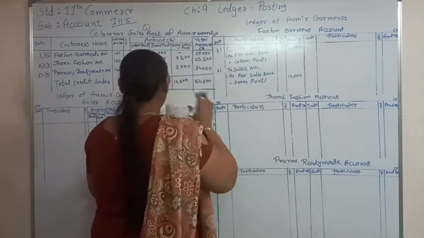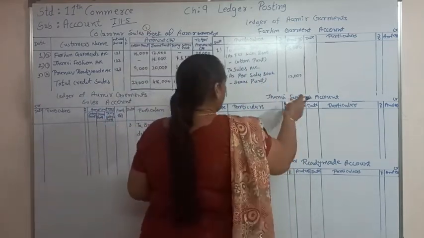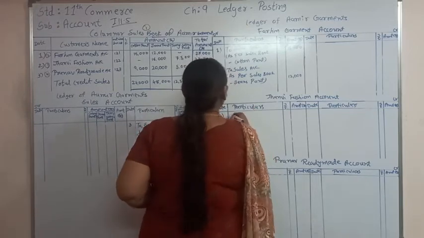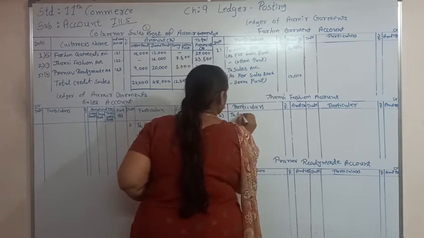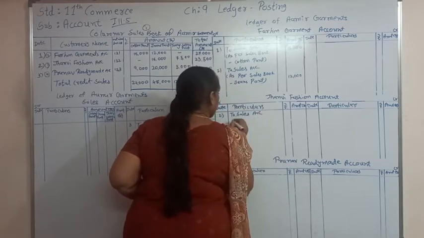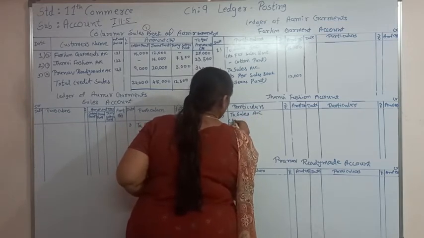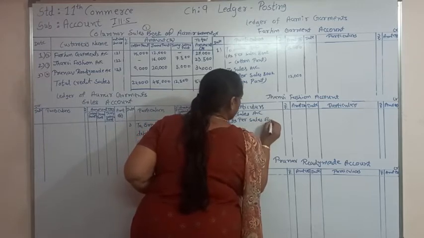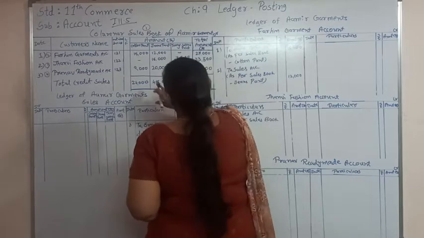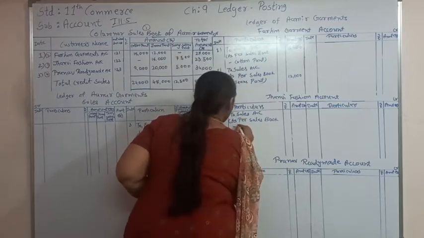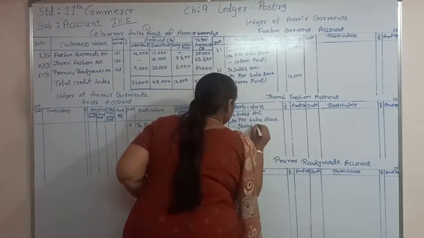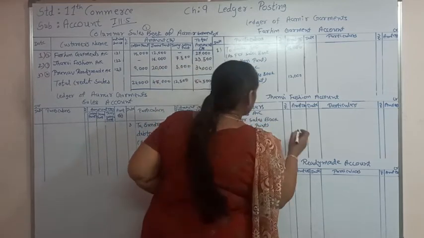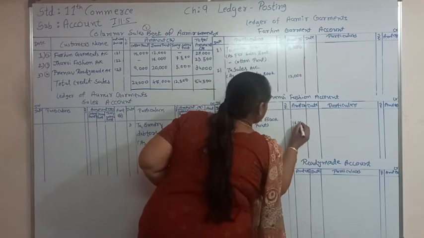Again, the second debtor is the Janvi fashion account, and the date is the 2nd. So that we are going to write down to sales account as per sales book. And there is a jeans pant, and the amount of the jeans pant in Janvi fashion is 16,000.